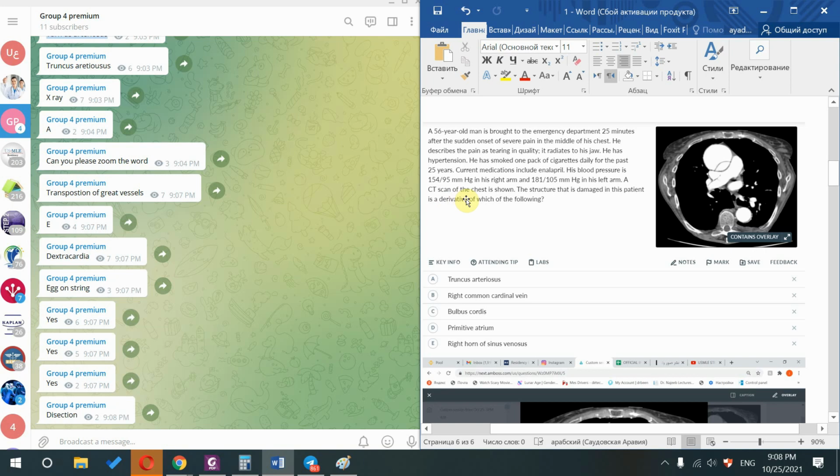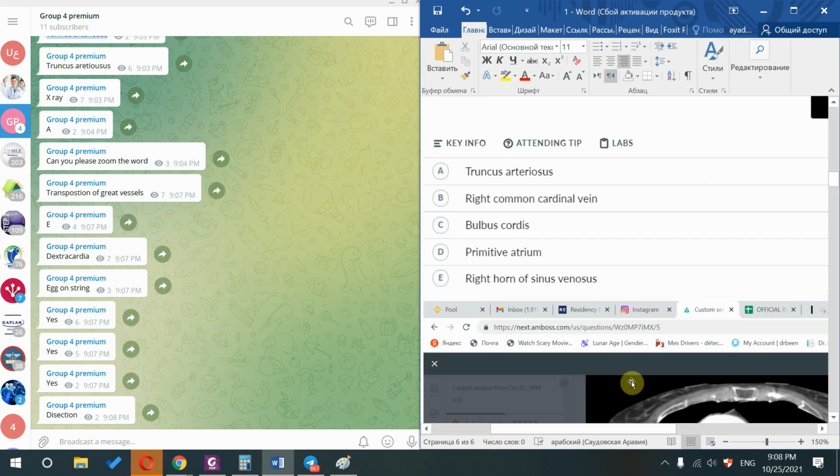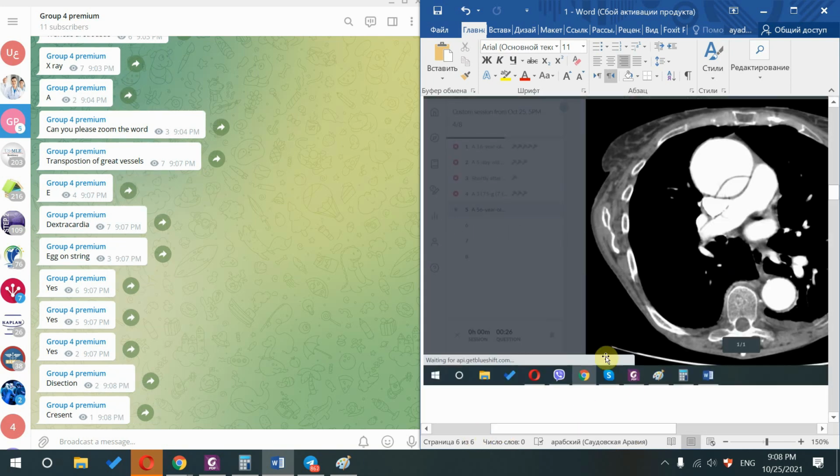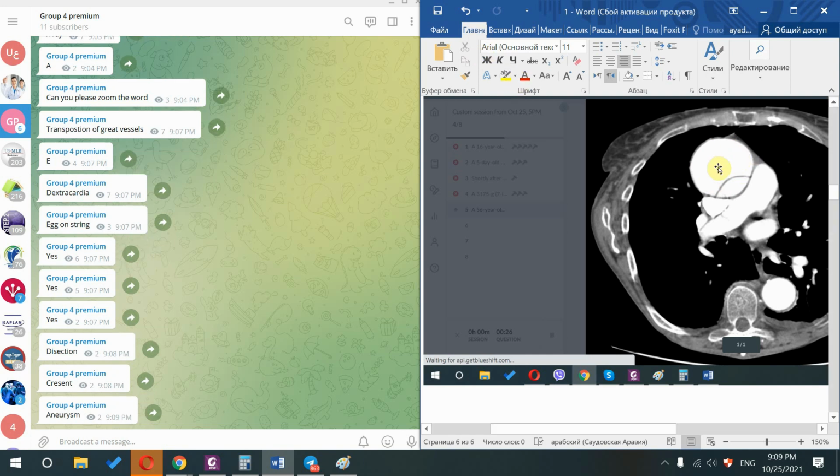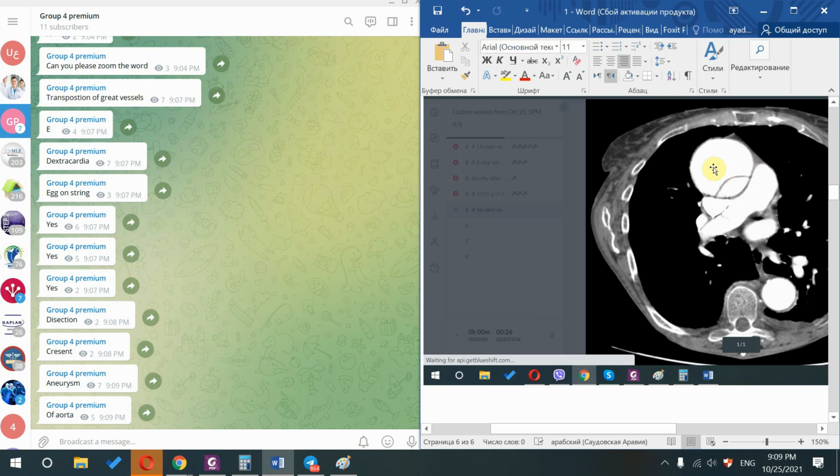A CT scan of the chest is shown. A structure that is damaged in the patient is a derivative of which of the following? So first of all, guys, the crescent, exactly. But what is this overall? It's not an aneurysm, it's a dissection. But which vessel? Yes, it's a dissection of the aorta. Good. And see this pseudolumen? There is a fake lumen here. It's like a vessel inside of a vessel.